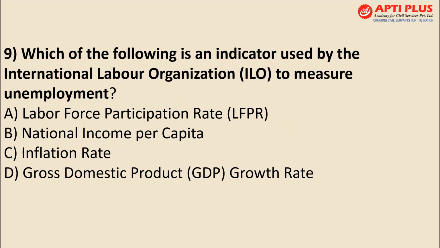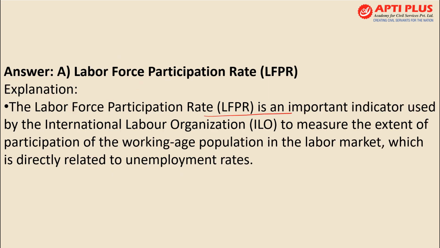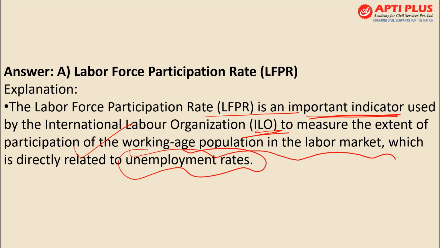Let's move on. Which of the following is an indicator used by the ILO, that is International Labour Organization, to measure unemployment? The options are labor force participation rate, national income per capita, inflation rate, GDP growth rate. So the Labour Organization will measure unemployment, and the answer is A, labor force participation rate. Let's see the explanation. Labor force participation rate is an important indicator used by ILO to measure the participation of the working age population in the labor market, and then it calculates the unemployment rate.